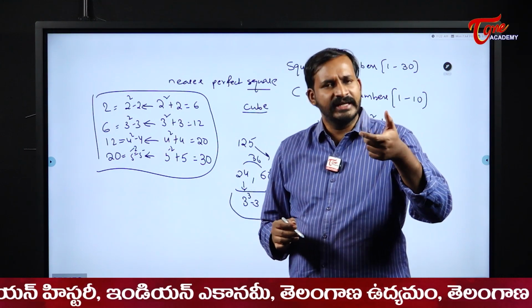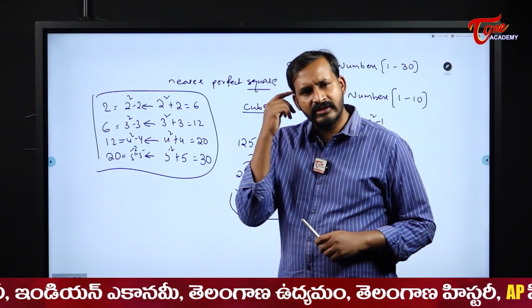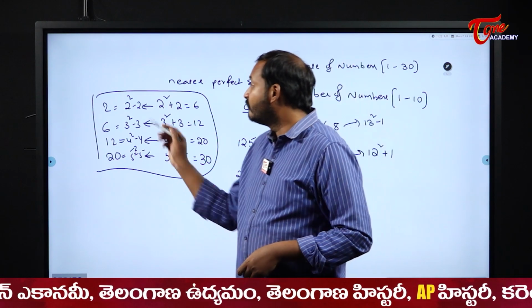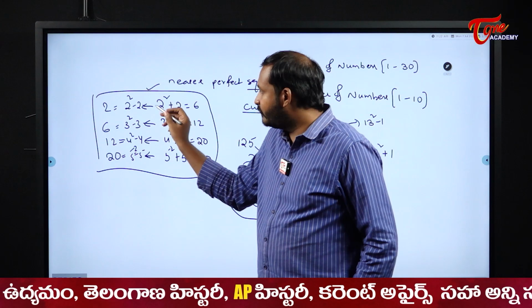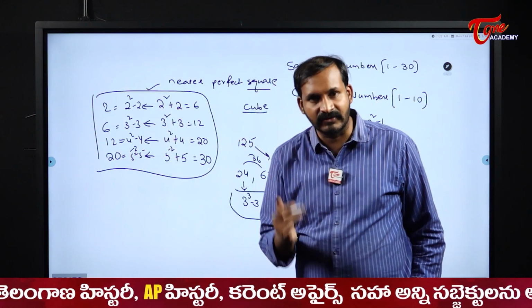Why? Because they will be nearer to the numbers. So easily you will get the idea of plus or minus 1. But when it comes to this one, this idea is very, very rare. So you should be able to observe these things in the given question.